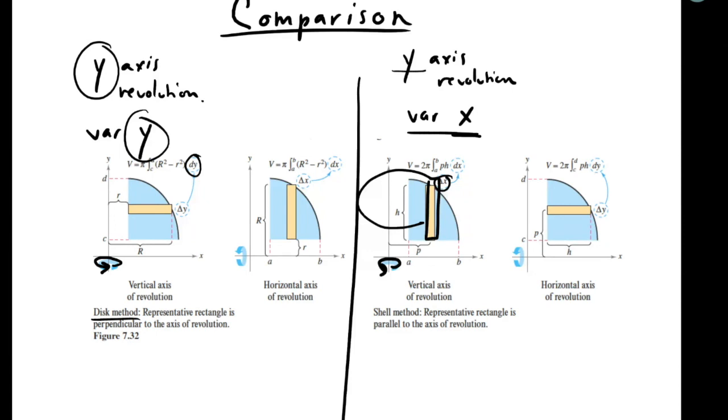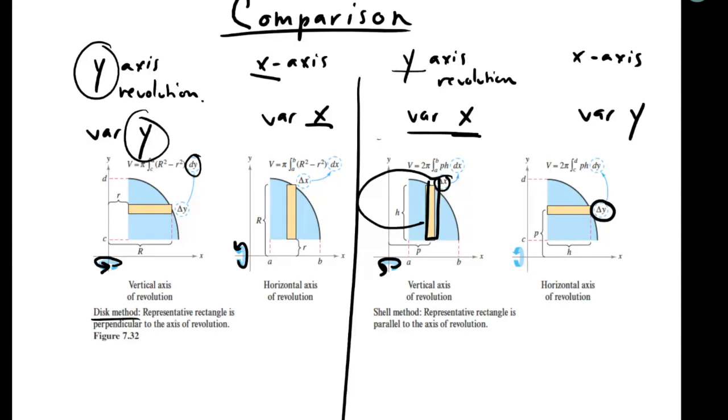Same thing goes for if I'm going around x-axis revolution, the variable I'm in is x because it's the same. But if I'm x-axis revolution on the shell, then my variable is in terms of y.